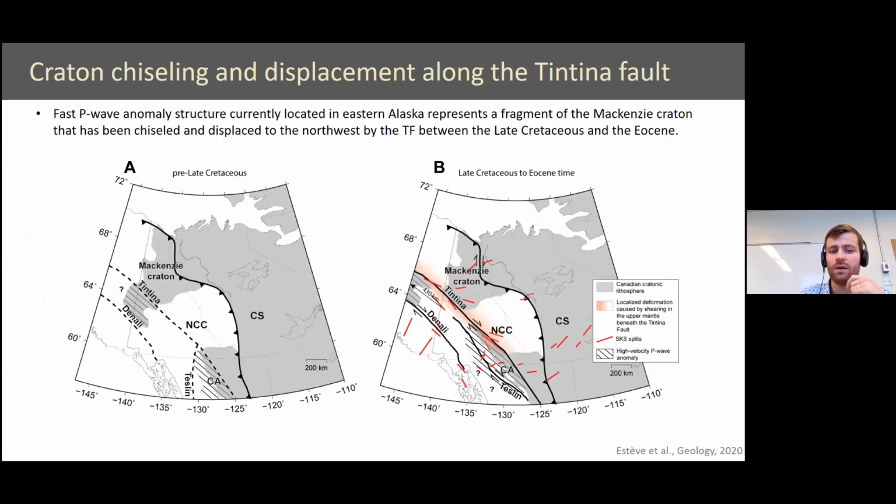So we proposed here an alternative explanation for this high velocity anomaly. We propose that this fast P-wave anomaly structure, which is currently located in eastern Alaska, represents a fragment of the Mackenzie Craton that has been chiseled and displaced to the northwest by the Tintina fault between the Late Cretaceous and the Eocene.